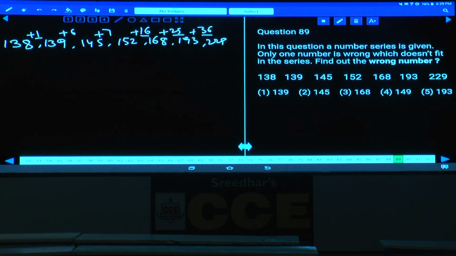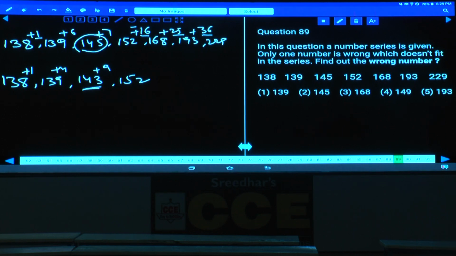Hence the logic is 138 plus 1 is 139, 139 plus 4 is how much? Plus 4 is 143, and 143 plus 9 is how much? 152. From here onwards 16, 25, 36 is valid. Then what is the wrong number here? 145 is the wrong number, and the correct number is 143, that is choice 2. 89, choice 2. Then whatever the next one here, then question number 90.